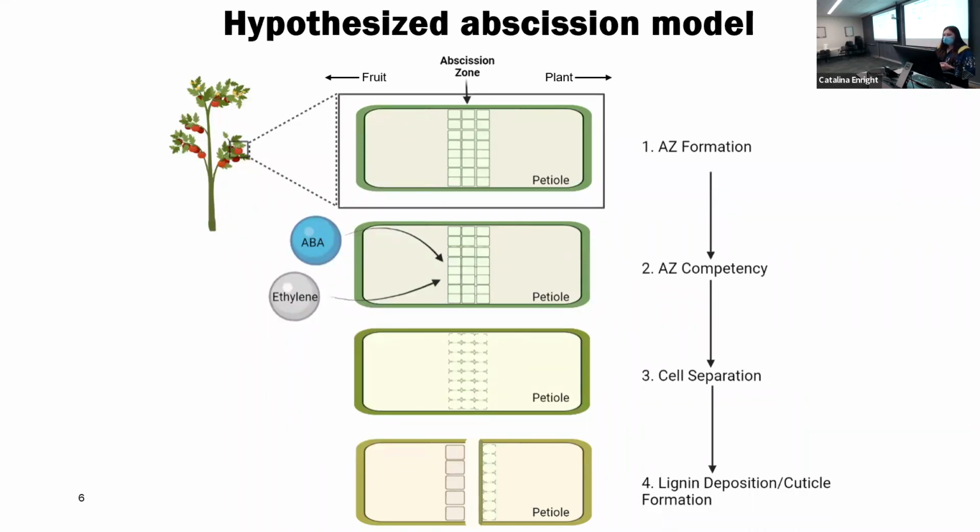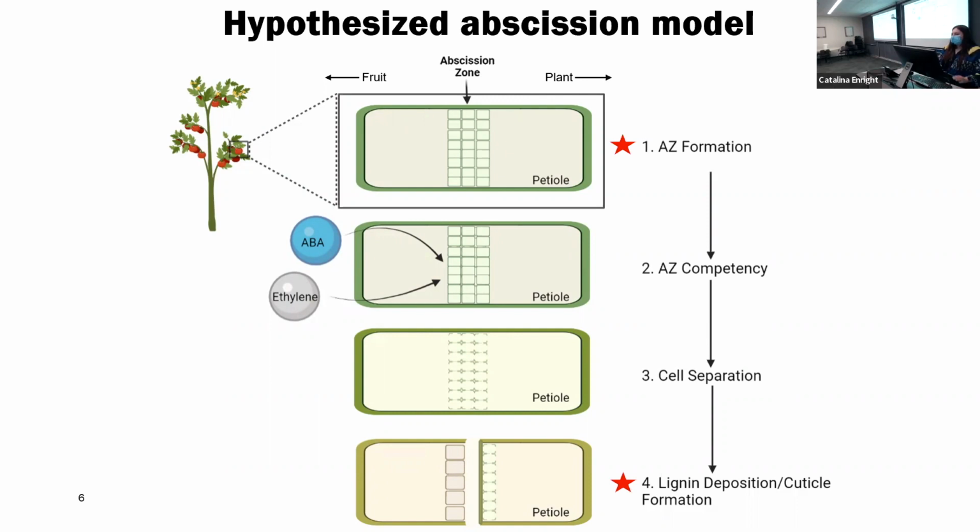And then after that, the plant produces a form of lignin, shown on the fruit side of the petiole here, to act as a mechanical barrier to help set up where this break should happen. And then the abscission zone cells on the plant side of the petiole confer some sort of epidermal-like qualities, and they produce a cuticle to act as a protective layer.